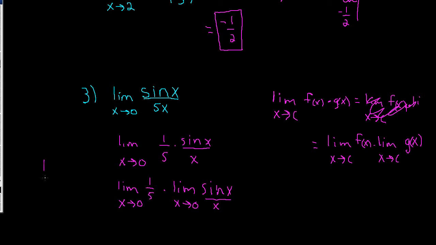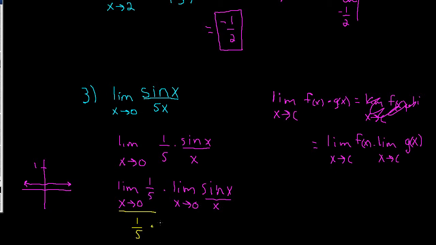The function 1/5 is just a horizontal line. If this is 1, then 1/5 is right in here somewhere. Everywhere along this line the y value is 1/5. So as we get close to 0, either from the left or from the right, we're always going to be at 1/5. So really, this limit right here is just 1/5. And we're going to multiply that limit by this limit.